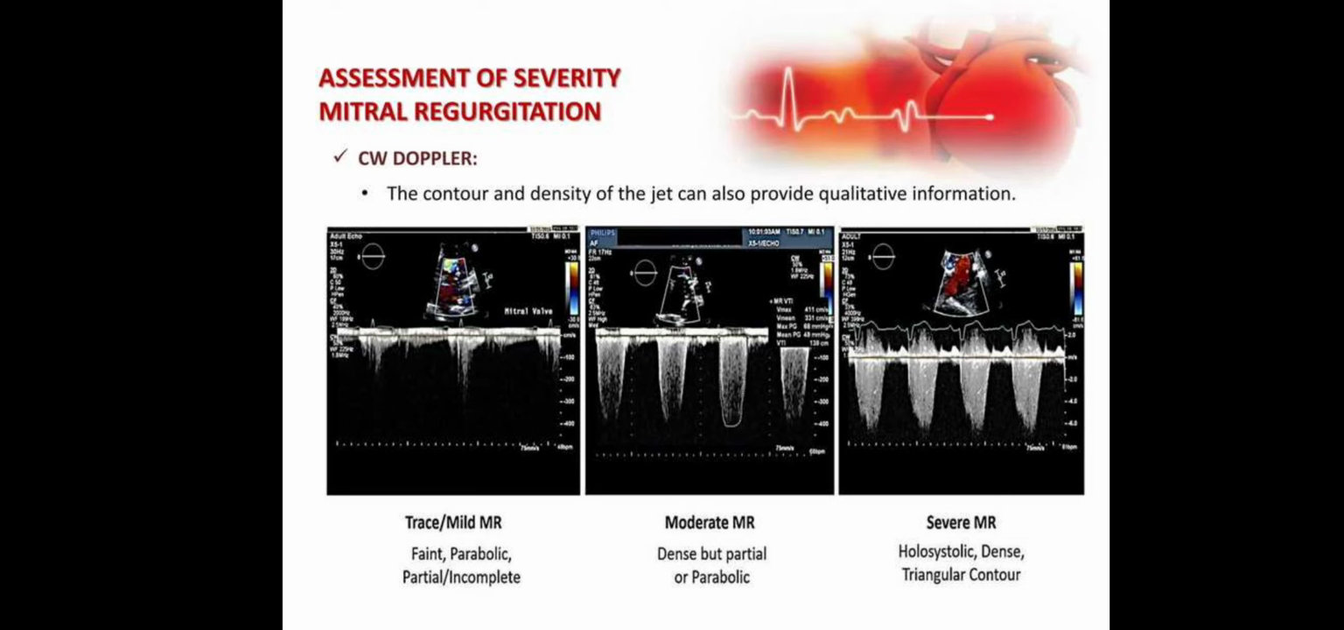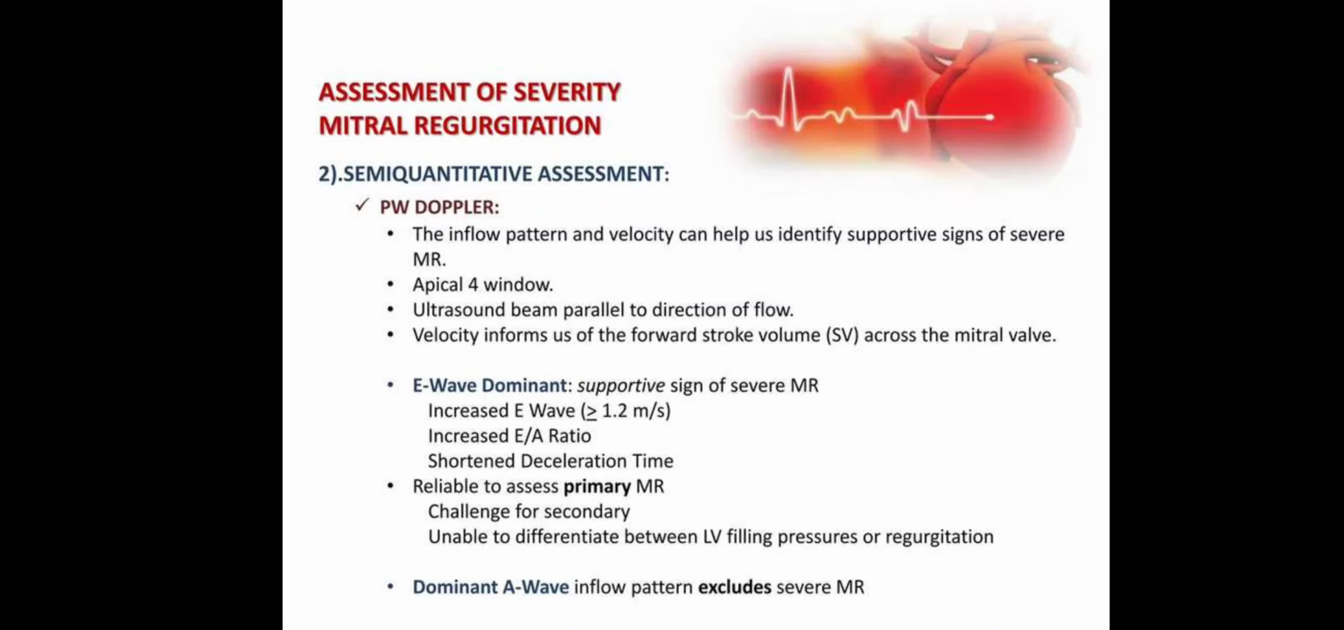Look, trace or mild MR: faint, parabolic, partially incomplete. Moderate MR: dense but partial or parabolic. Severe MR: polysystolic, dense, triangular contour, we all know it. Then second is semi-quantitative assessment, pulse wave Doppler.